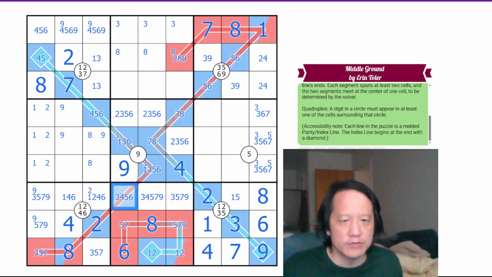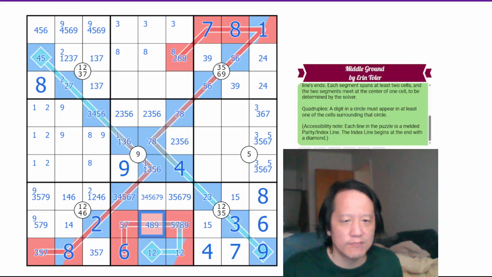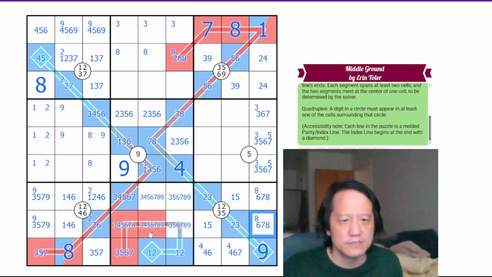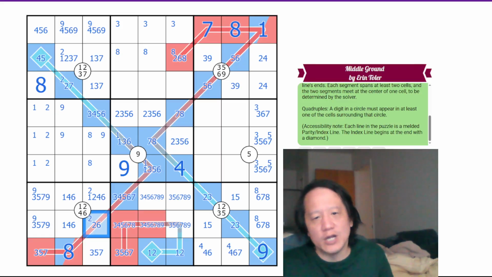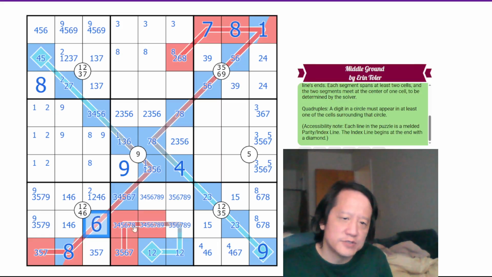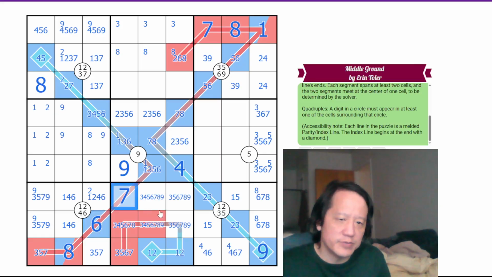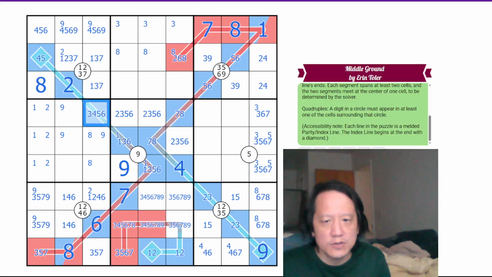I'm not sure where to target, I guess. Hmm. What happens if this is 6? Okay, so 6 then, that means 7 has to be there. This can't be 7 anymore, so that's 2. No 6 here, this has to be 2 here. So this has to be a 1, 4 pair. That eliminates 1 and 4 in the rest of the column.